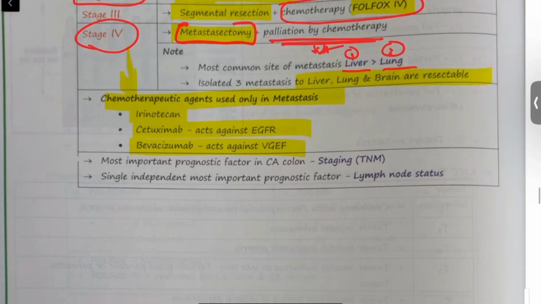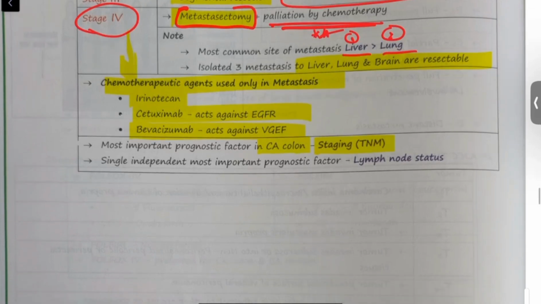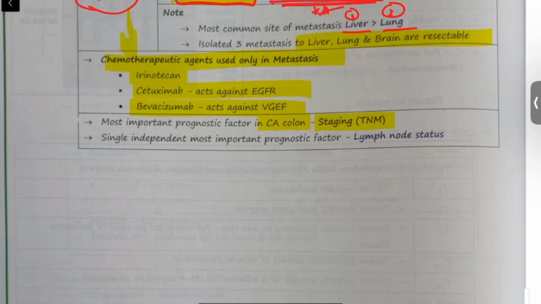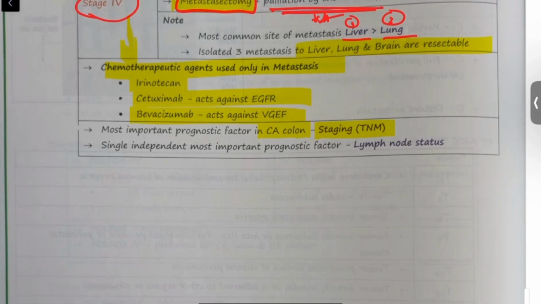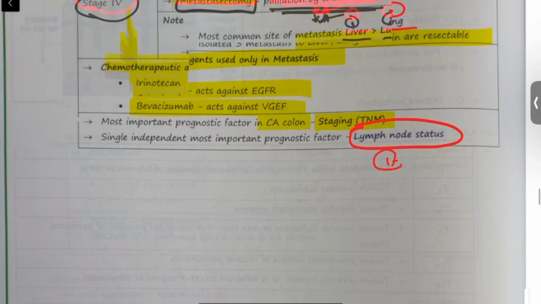So the most important prognostic factor for CA colon is staging, again TNM staging. Based on that, it will depend how severe the disease is. And if you need to ask the single most important factor, it is lymph nodes, 1 to 2 or 2 to 3. The more the number of lymph nodes involved, the poorer will be the prognosis.